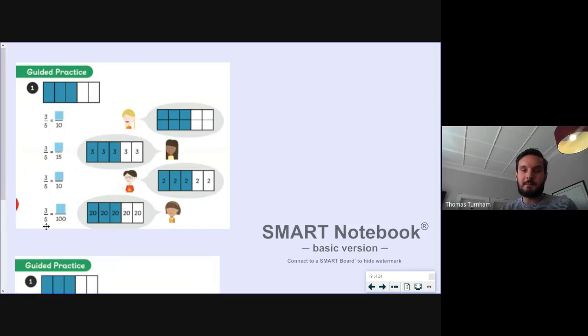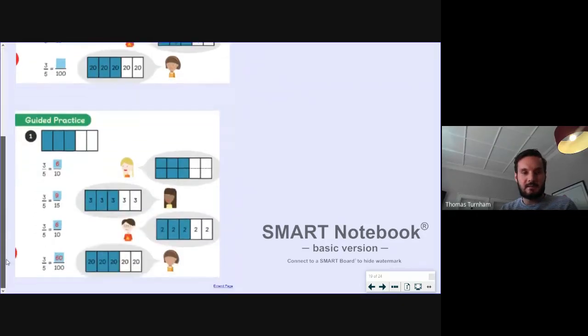And then lastly, I've got 3/5, and I want to turn it into hundredths. 5 times 20 is 100, which means each of these fifths would need to be split into 20 parts. So each of them, it's 5 times 20 gets me to 100. Well, I've got 3 of these parts, so 3 times 20 will get me to 60. And as if by magic, there are our answers.